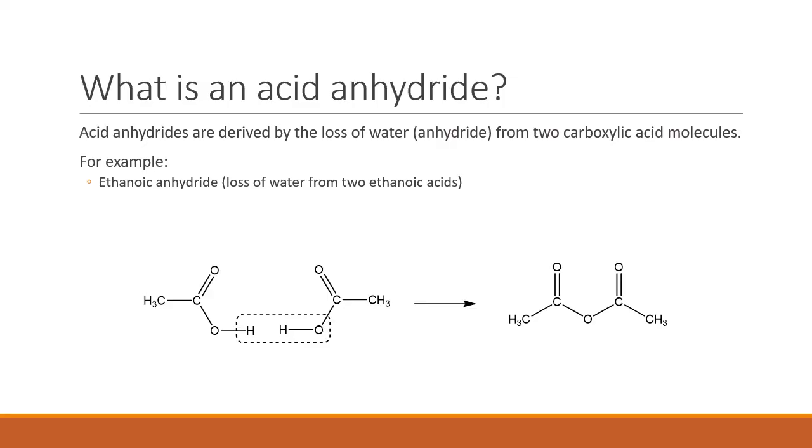So first of all, we need to make sure we fully understand what an acid anhydride is. Acid anhydrides are derived from carboxylic acids. You can see here that I've got two ethanoic acids and I have lost water. So I've removed this water, and we've got the anhydride, loss of water from two carboxylic acids, and we've got ethanoic anhydride here. It's just to remind ourselves what an acid anhydride looks like.